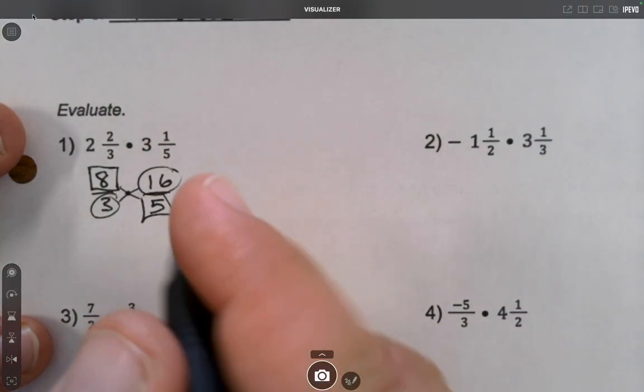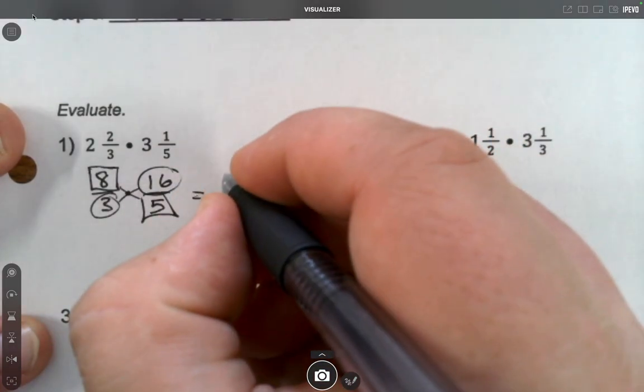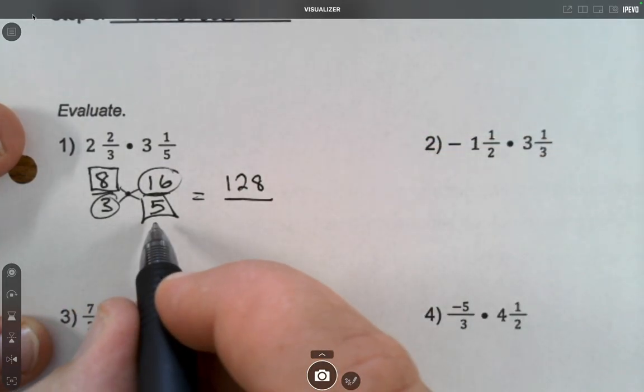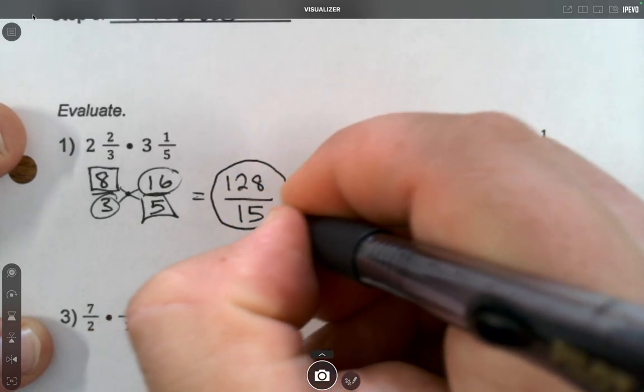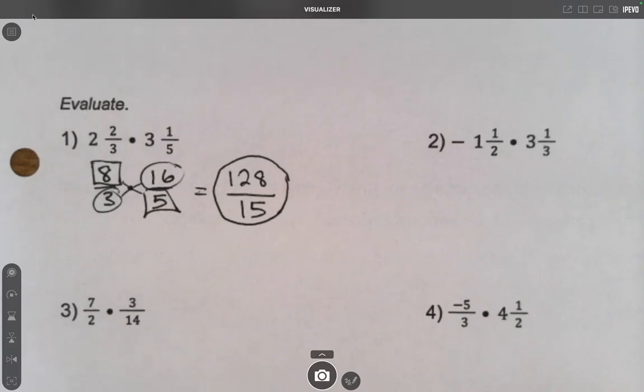So we just multiply. We do 8 times 16, which is 128. We do 3 times 5, which is 15. And we have our answer. And I'm just going to say I encourage you to just leave the answer as an improper fraction. If you want to convert it to a mixed number, feel free. I won't count off if you do that, but let's just save ourselves time and effort. Because like I've mentioned, I think in class, in future math classes, you're not going to see a whole lot of mixed numbers. Improper fractions become much more normal.